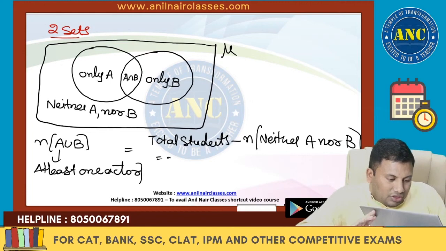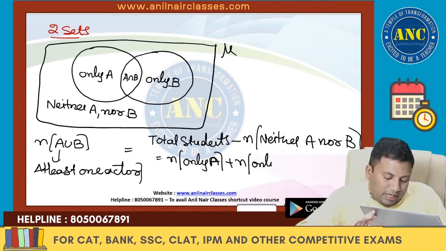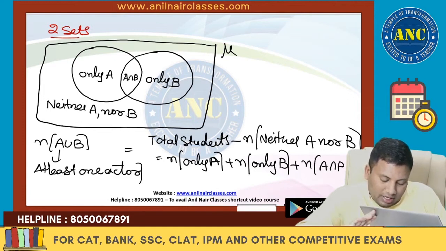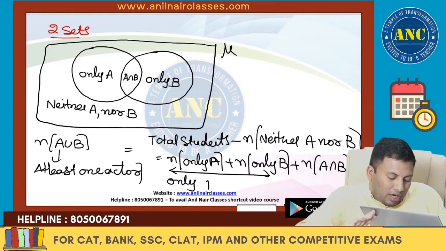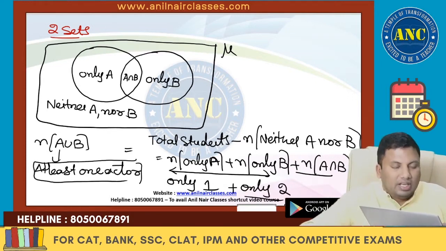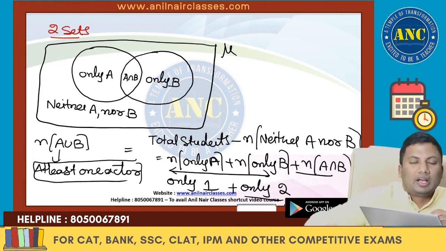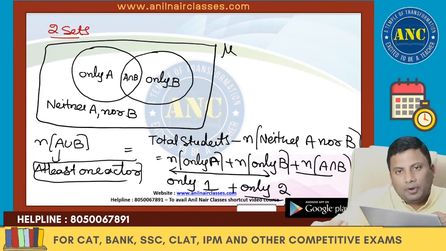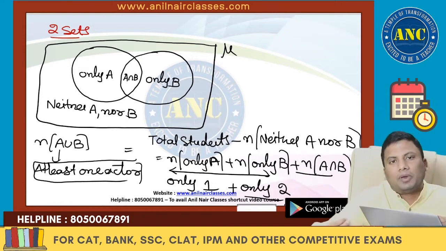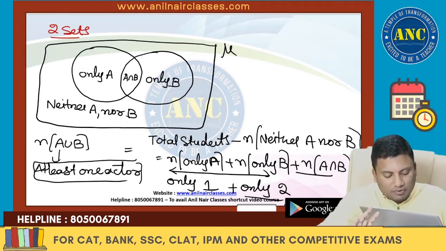Or it is nothing but N of only A plus N of only B plus N of A intersection B. That means first it is only 1, next it is only 2. Are you all with me? At least one means greater than or equal to 1, that is, the people who like only one actor or the people who like 2 actors, only 1 or only 2.